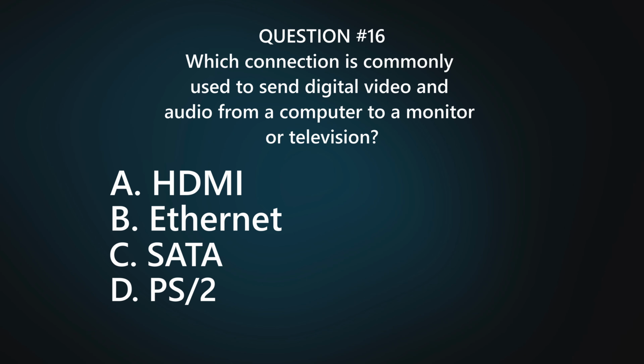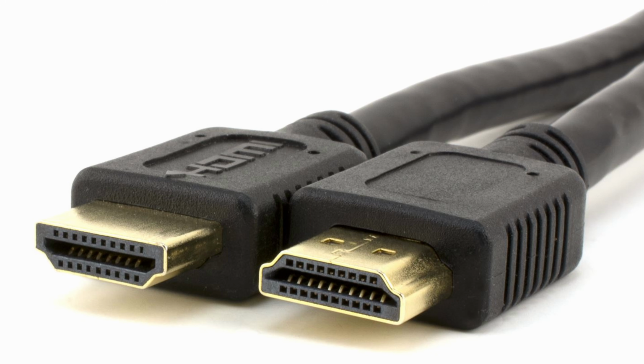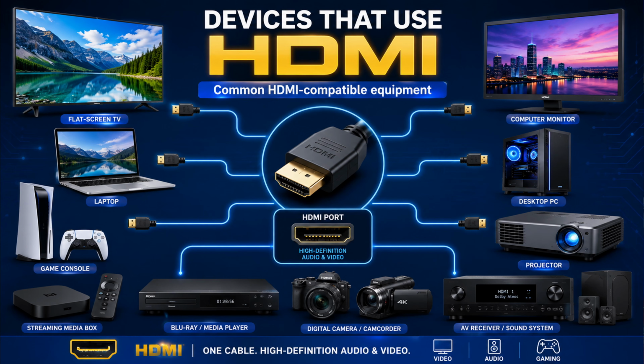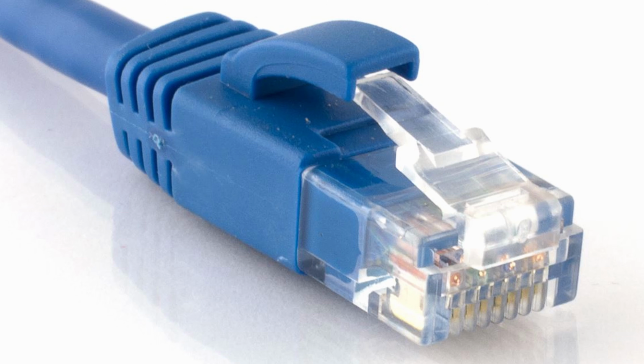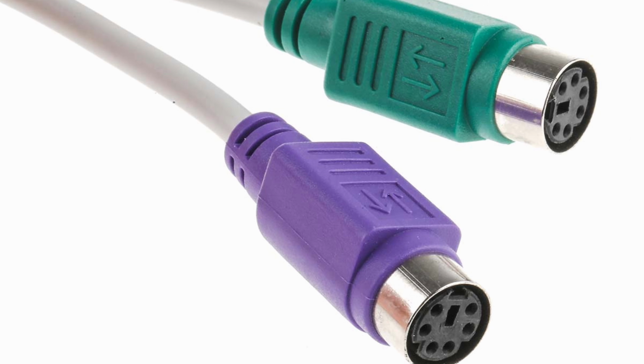The correct answer is A, HDMI. HDMI is commonly used to carry high-quality digital video and audio through one cable. You may find HDMI ports on computers, monitors, TVs, game consoles, streaming devices, and projectors. Ethernet is used specifically for networking. SATA is commonly used inside a computer to connect a storage drive. PS2 is an older connector used primarily for keyboards and mice.